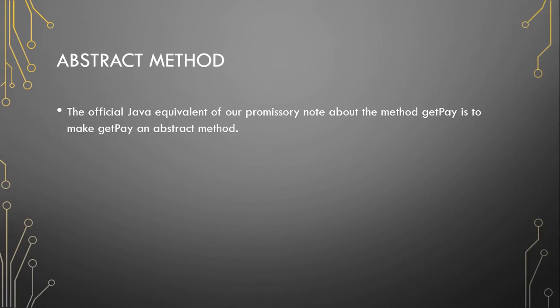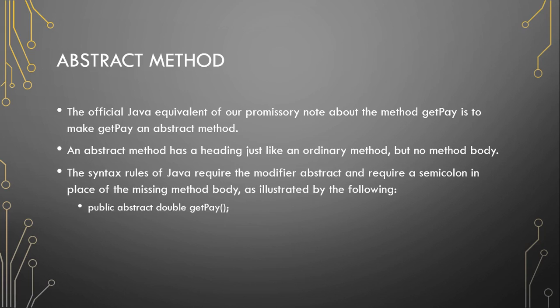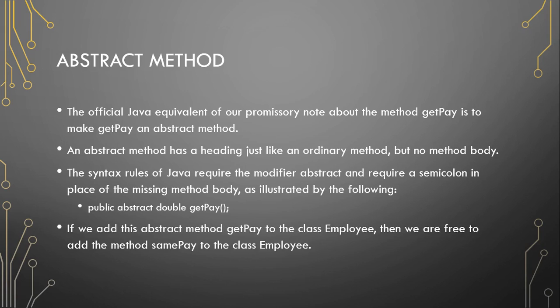The official Java equivalent of our note about the method getPay is to make getPay an abstract method. An abstract method has a heading just like any ordinary method, but has no method body. The syntax rules of Java require the modifier abstract and require a semicolon in place of the method body, as illustrated by the following: public abstract double getPay(); Now, if we add this abstract method getPay to the class Employee, then we're free to add the method samePay to the class Employee.